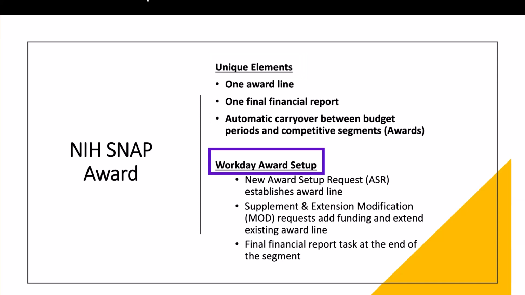Workday Award Setup starts with a new award setup request, which establishes an award line, and then after that, there are supplement and extension modification requests that add funding and extend that existing award line, and then that final financial report task.